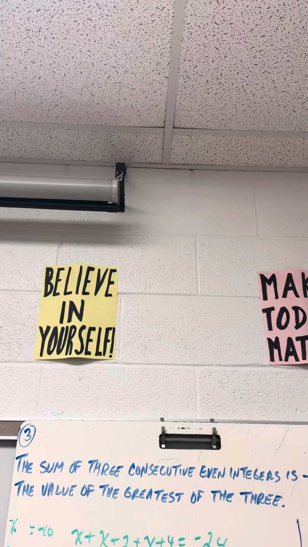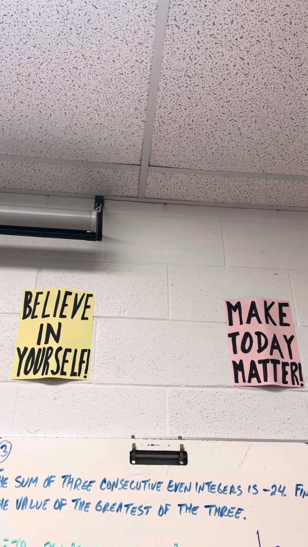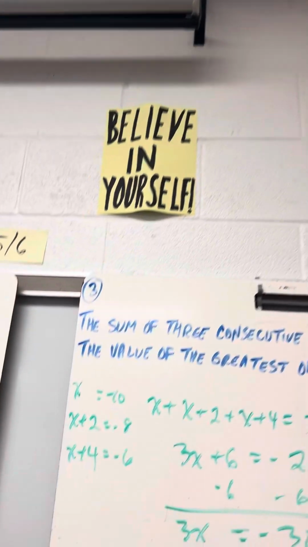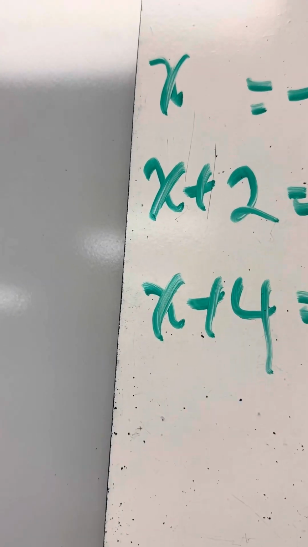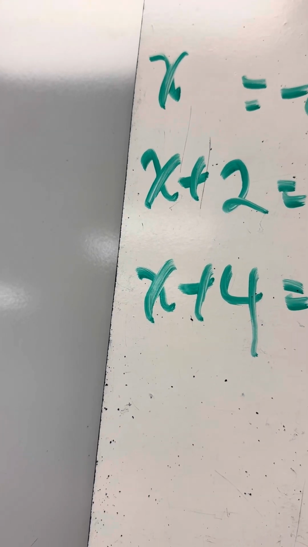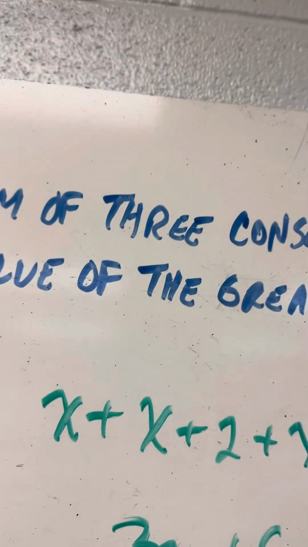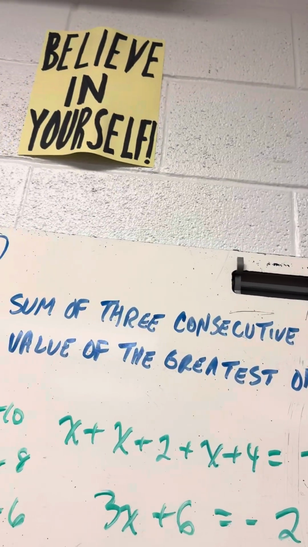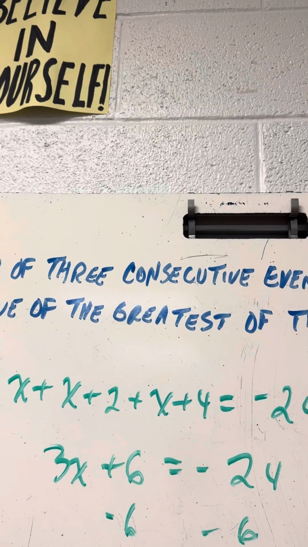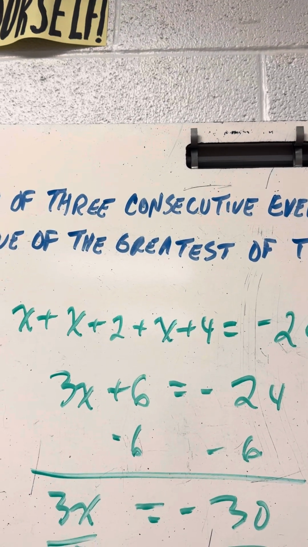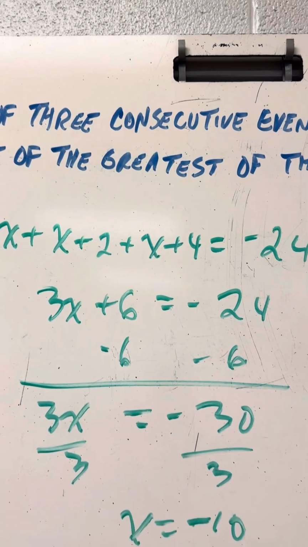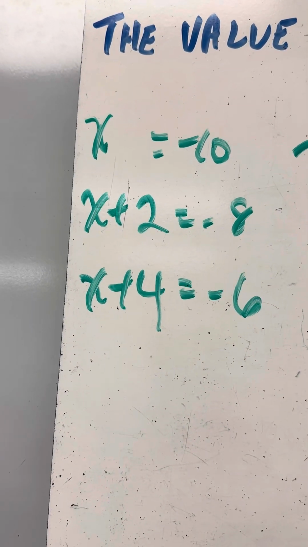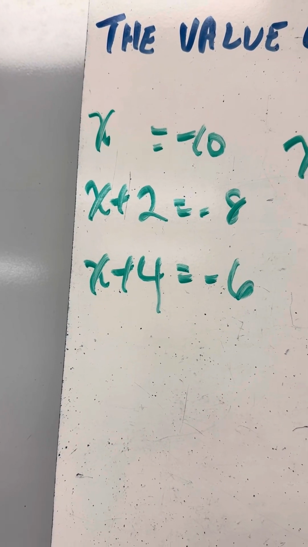What if you have consecutive even integers? The sum is negative 24. Find the value of the greatest of the 3. Okay. Now what you have is x, x plus 2, and x plus 4, right? Add those together. x plus x plus 2 plus x plus 4 equals negative 24. 3x plus 6 equals negative 24. Minus 6. 3x equals negative 30. Divide by 3. x equals negative 10. So negative 10, add 2, negative 8, add 4, negative 6.